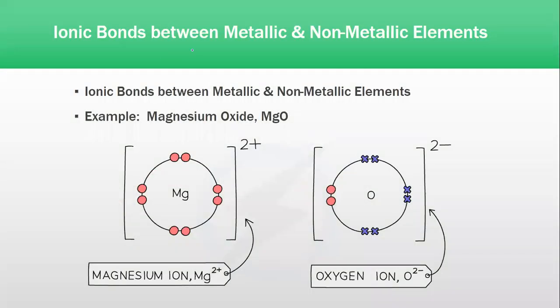So we know that ionic bonds always form between metallic and non-metallic elements. Metals lose electrons and non-metals gain electrons. For example, we have magnesium oxide as well, like we just studied in the previous example. And here, like I said, we only draw the outermost shell. So the outermost shell of magnesium contains eight electrons as well, and the outermost shell of oxygen also contains eight electrons.